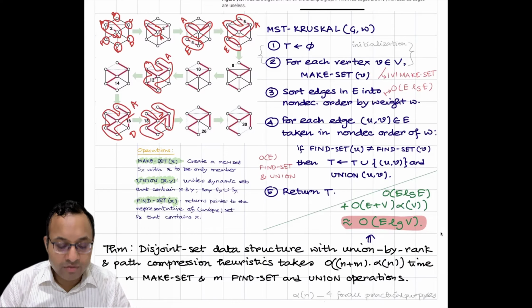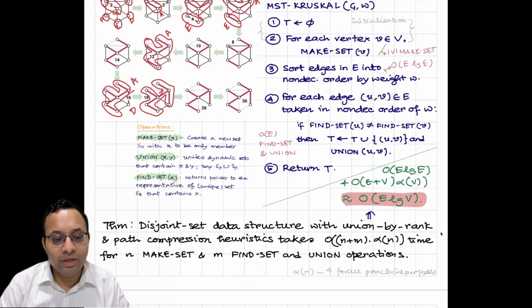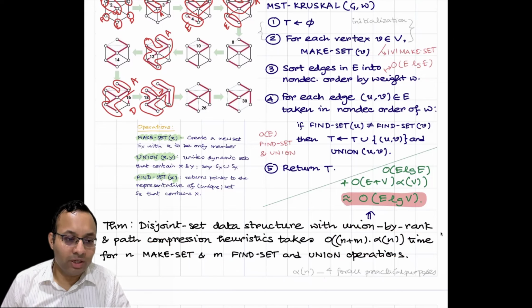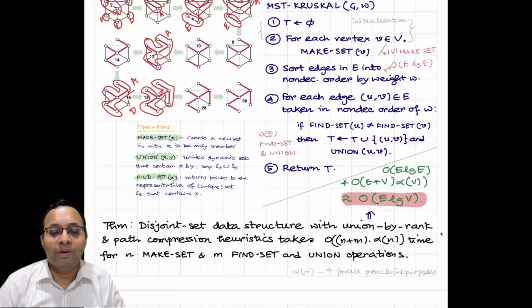So when we ask for find set X, it returns the representative of the set where X belongs. And there's a data structure called disjoint-set data structures. And if we use the operations called union by rank and path compression, then if you have n number of make set operations and m number of find set and union operations, you can do it in order n plus m times alpha n time. This alpha is something called the inverse Ackermann function. I will not go into detail, but think of alpha as almost a constant. It's not really a constant, but for all practical purposes, it's like, let's say 4.